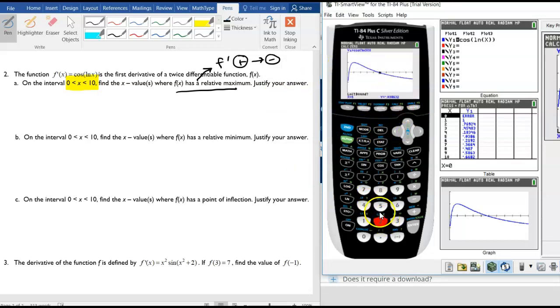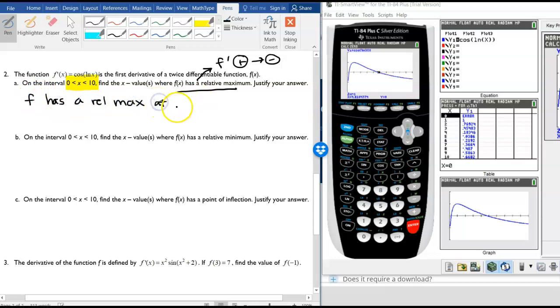That's my x-intercepts. Now I need to make sure my left bound, I'm to the left of the 0, right bound to the right of the 0, and then hit enter for the guess. I see that happens at 4.810. So for my answer, I'm going to say f has a relative max at x equals 4.810, since f prime, that was our graph, changes from positive to negative.